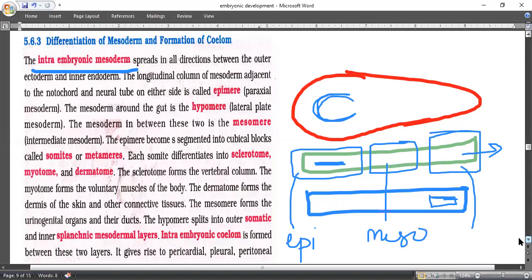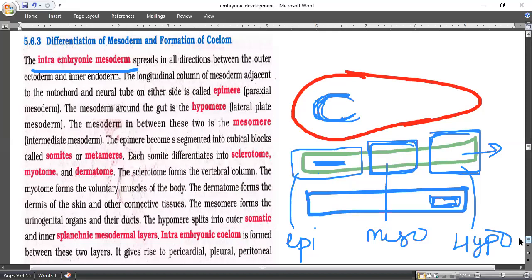Now simply we can say here that mesoderm is differentiated into three portions: epimere, mesomere, hypomere. But how are they given address? Where notochord and neural plate are present, that part is epimere. Where the gut is going to be formed, we need to look toward the endoderm, because you should know the gut is formed from endoderm. There, hypomere is present. Between the epimere and hypomere, we will find mesomere. Okay, so the address is given.